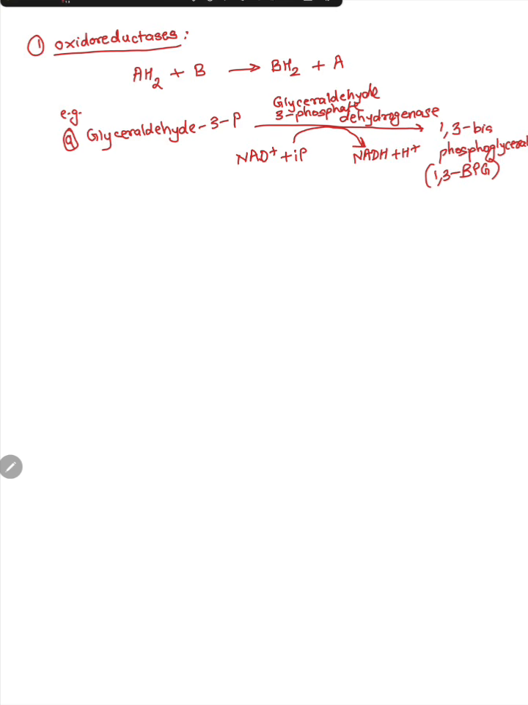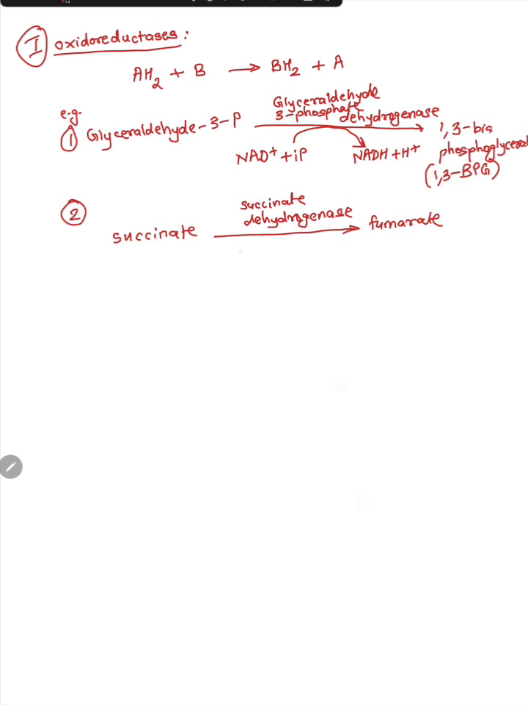Second example that you can give is succinate dehydrogenase, conversion of succinate to fumarate as a part of the TCA cycle. There are n number of examples, but you just have to write one or two examples as a part of your answer. So succinate dehydrogenase, as you all know, it's not just a single enzyme, it's a complex, succinate dehydrogenase complex. Succinate to fumarate, and FAD gets converted to FADH2. Succinate dehydrogenase complex is actually complex 2 of the electron transport chain.